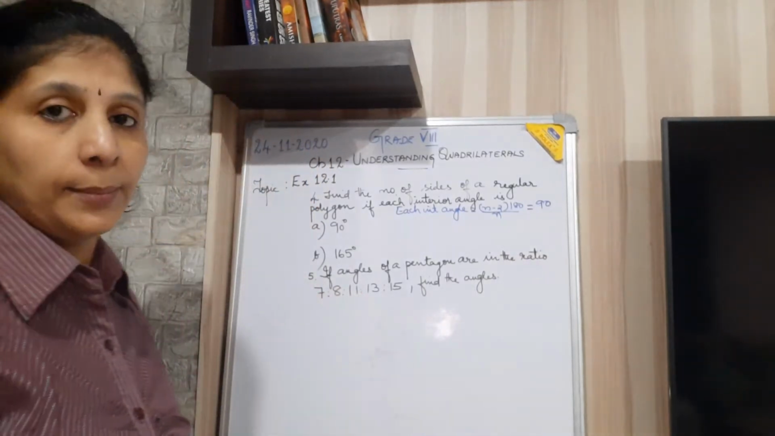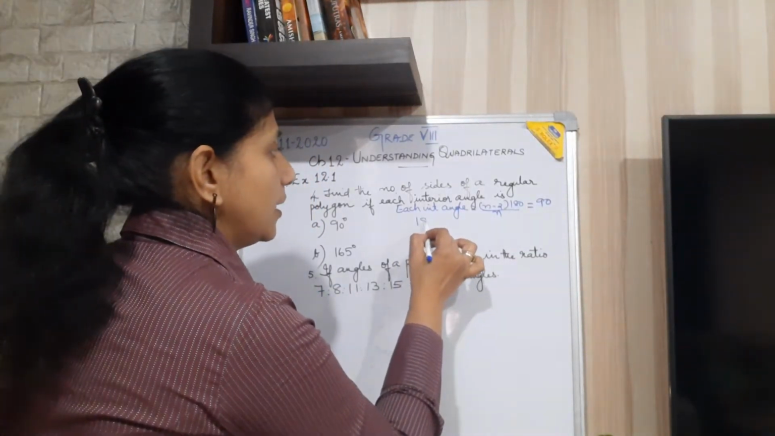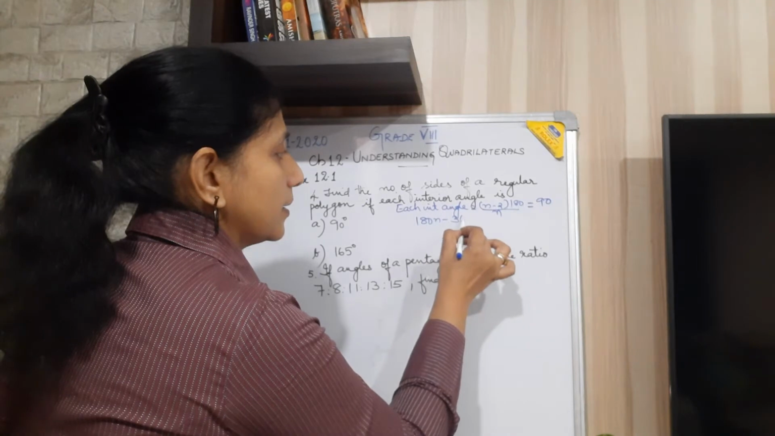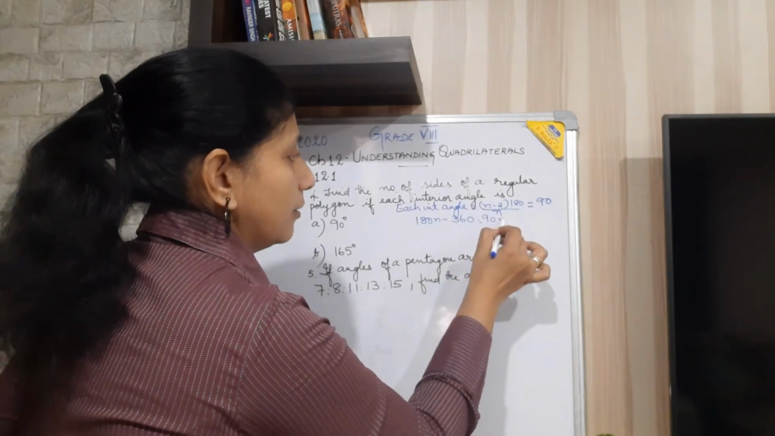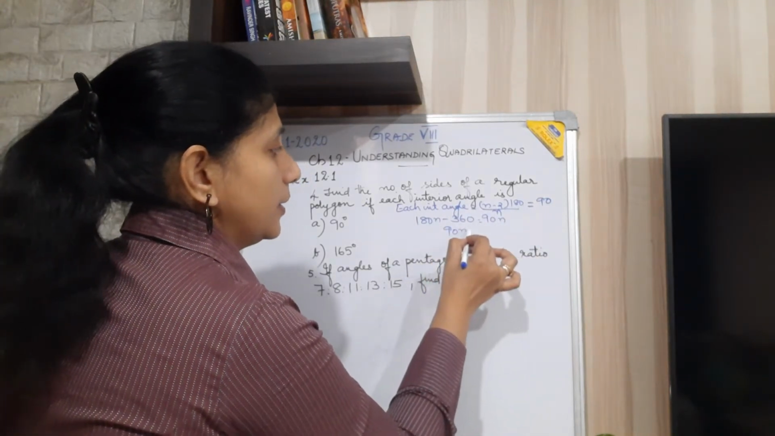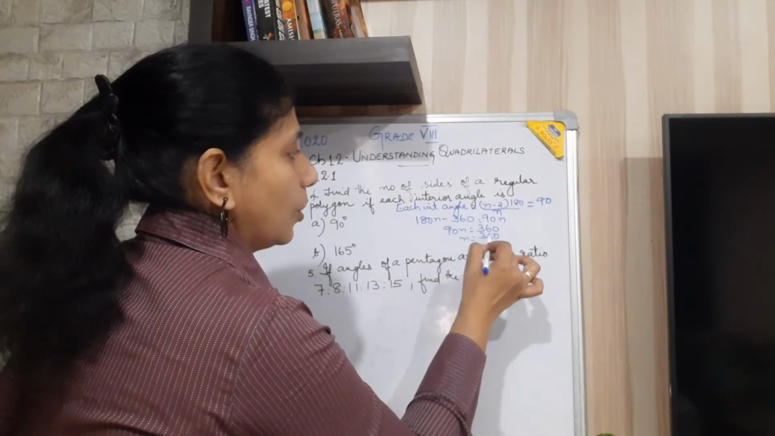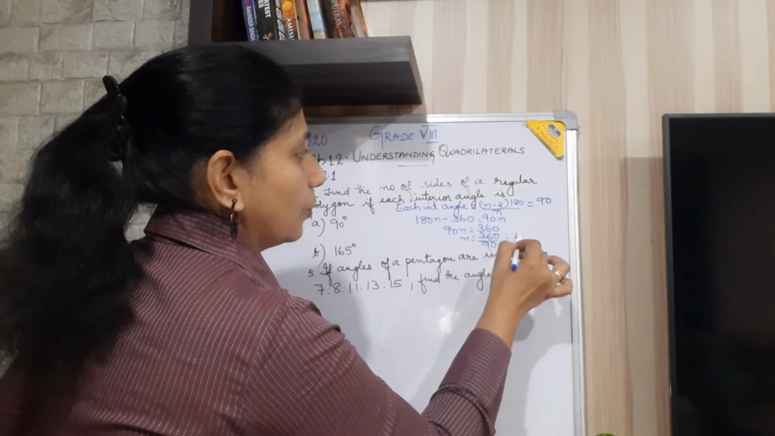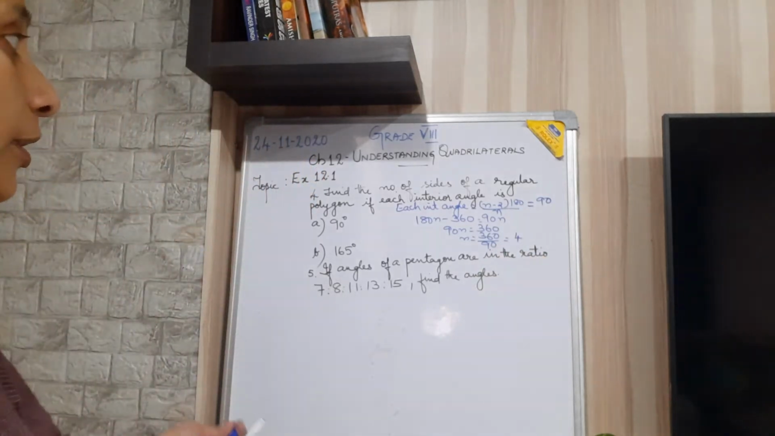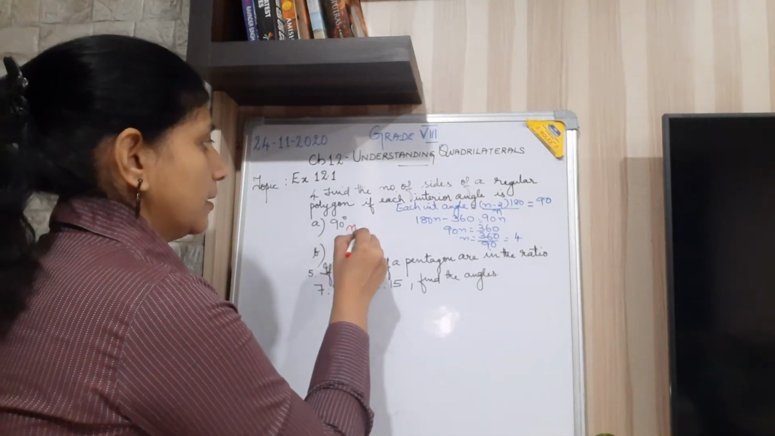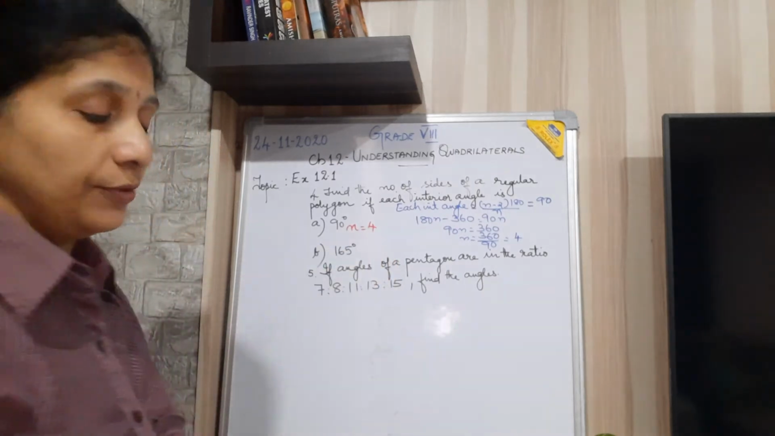So as you cross multiply, it is 180n minus 360 equal to 90n. So 90n equals 360. So what is n? It is 360 upon 90. How much is it? 4. It is a four-sided polygon. So number of sides equals 4 in the first case.